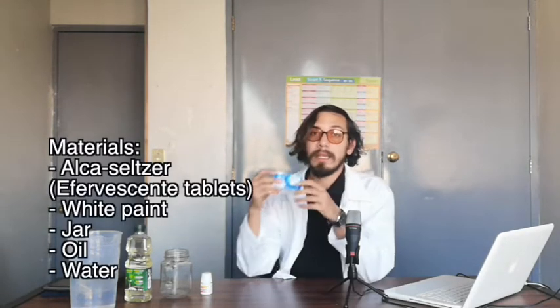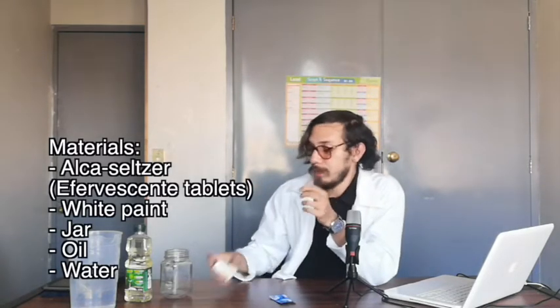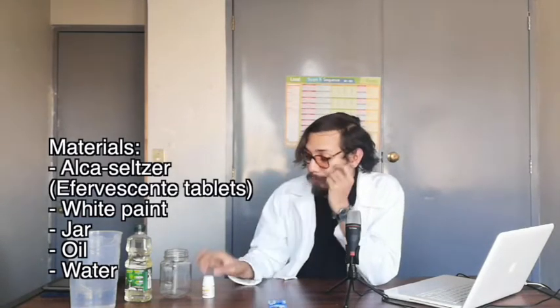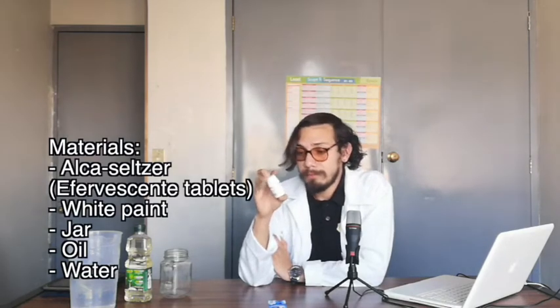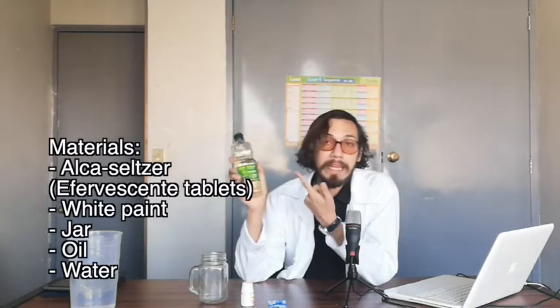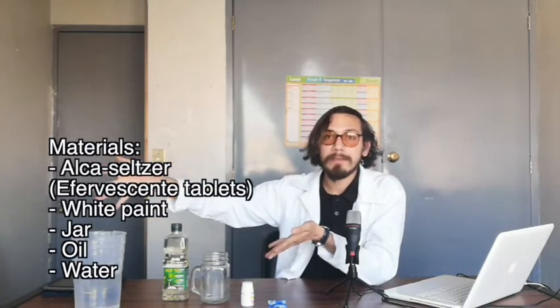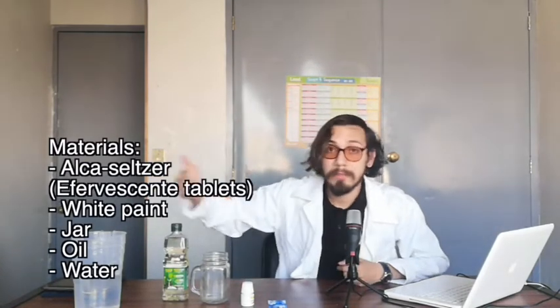And at the same time, we're going to learn about fluid's density. What else do you want? So let's begin. Alright, class. The materials you need for this experiment are Alka-Seltzer or any effervescent pill, effervescent tablet, white paint, a jar, baby oil or any type of oil, and water. You have all this? If you don't, go. I am pretty sure that you have these materials in your house.